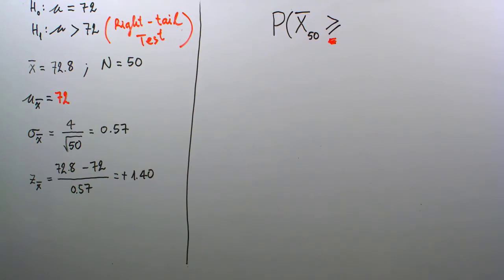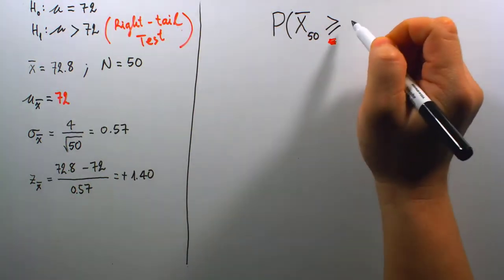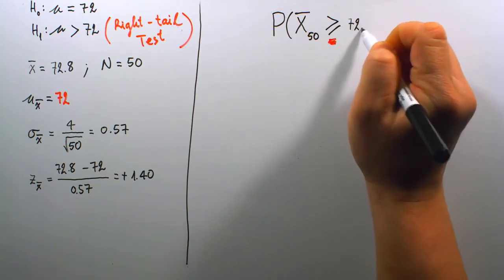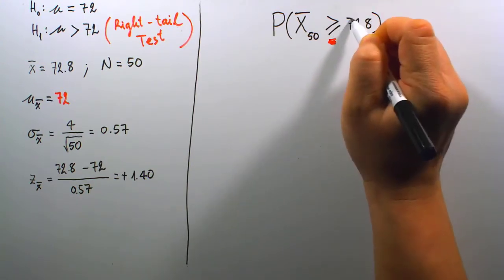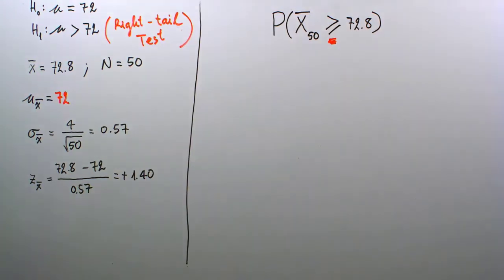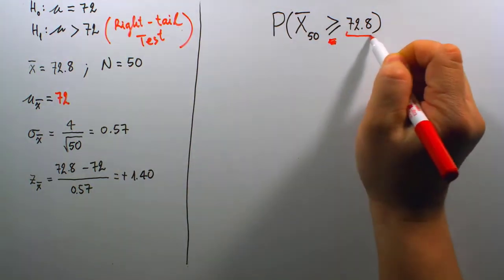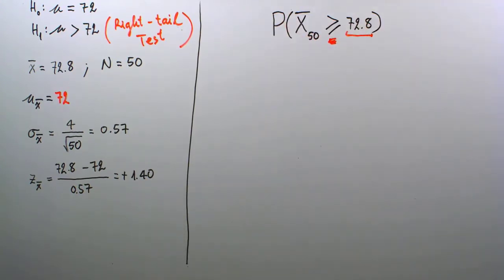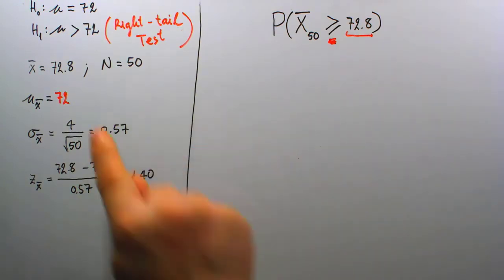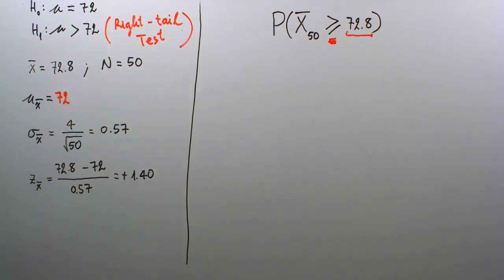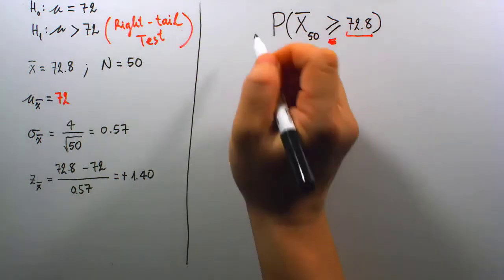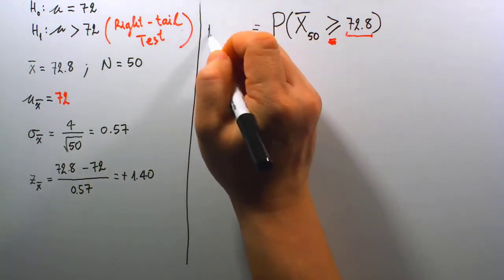And so now capital X bar, we're looking for capital X bar to be greater than 72.8. And just like previous problems, 72.8 here is set up in our symbolic statements for the probability calculation. This value came out from our sample value. The answer to this probability problem that we're looking at is regarded as the p-value of our sample.